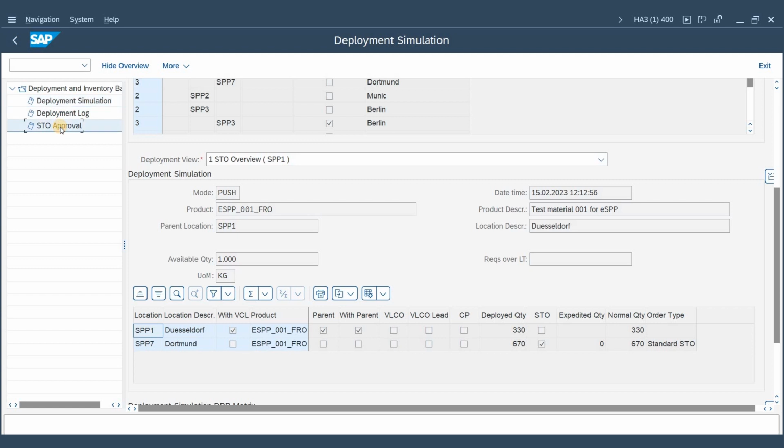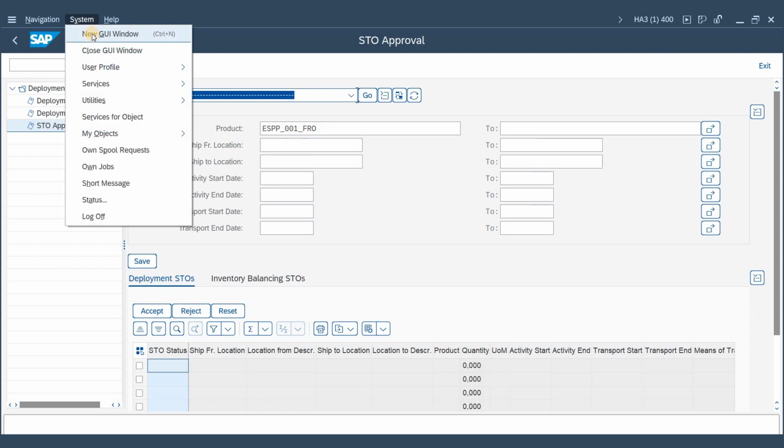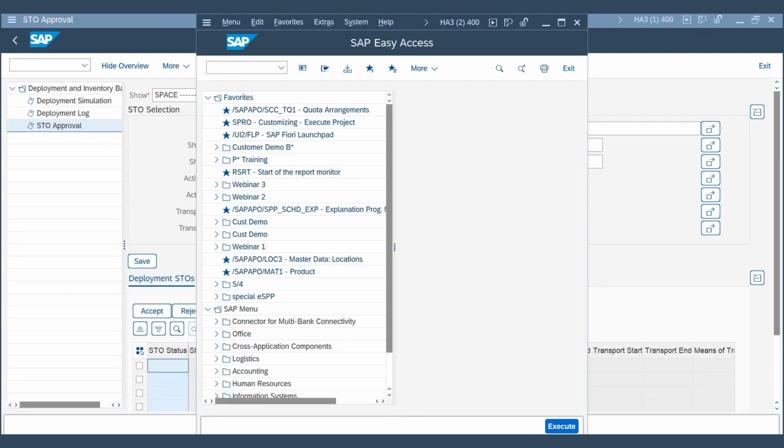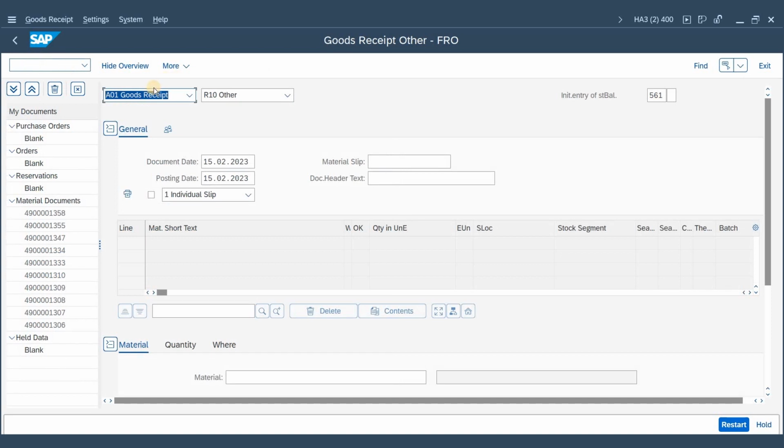Now when we are looking at the approvals, we still see that nothing is actually scheduled right now because we just did a simulation. Now let's really book a goods receipt for our test product. For that we are using, maybe this is a little bit old-fashioned, transaction MIGO.